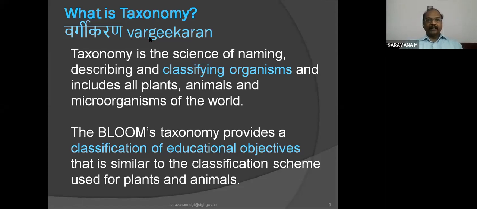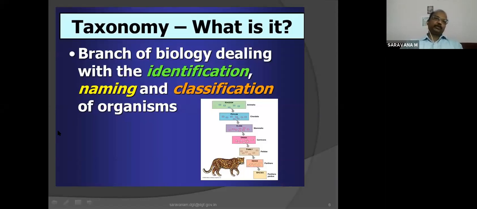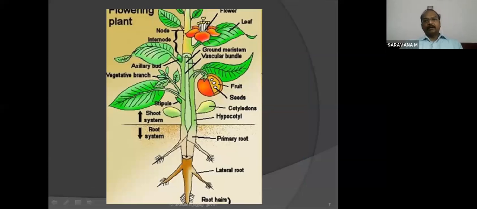And this, again, one more visual. Taxonomy is a branch of biology dealing with the identification, naming and classification of organisms. So organisms means living creatures, any living creatures, maybe a plant or a tree or a human being or animals. So we have to identify what is that, and name and classify in detail. That is called taxonomy. And in education, similarly, human growth has been considered for the taxonomy of educational objectives.